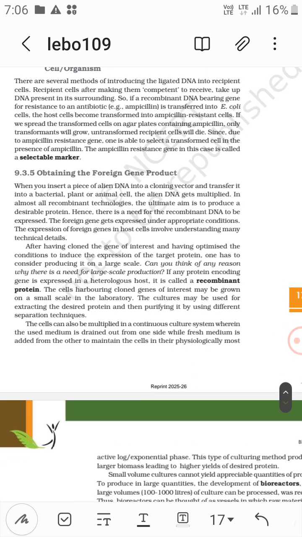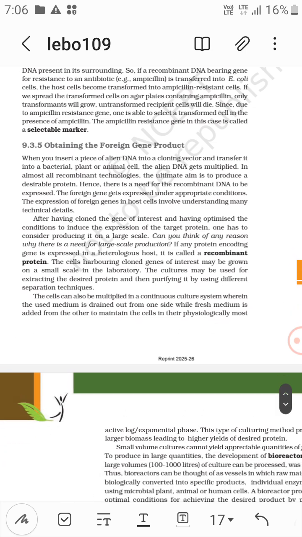Now, obtaining the gene product. What is a recombinant protein? If any protein encoding gene is expressed in a heterologous host, for example if you are expressing an E. coli protein in bacteria, then it is called a recombinant protein because it is expressed in a heterologous host. As this line tells, if any protein encoding gene is expressed in a heterologous host, it is called the recombinant gene product.